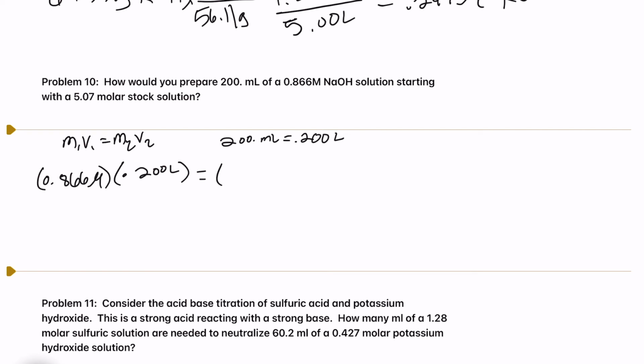So M1V1, I have 0.866 molarity times 0.200 liters. Our second solution here is 5.07 molarity times our unknown volume. I solve for V2. It says I need 0.0342 liters of this solution.